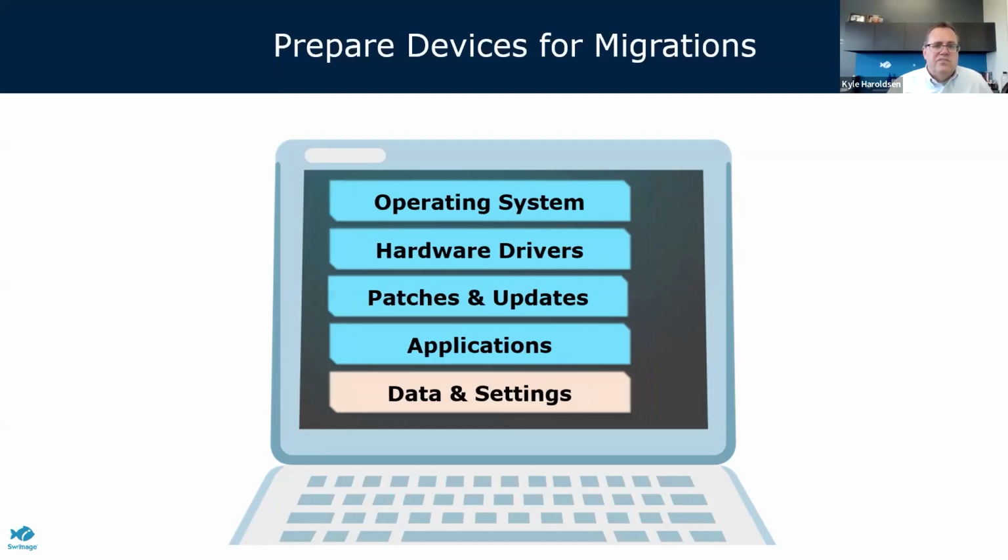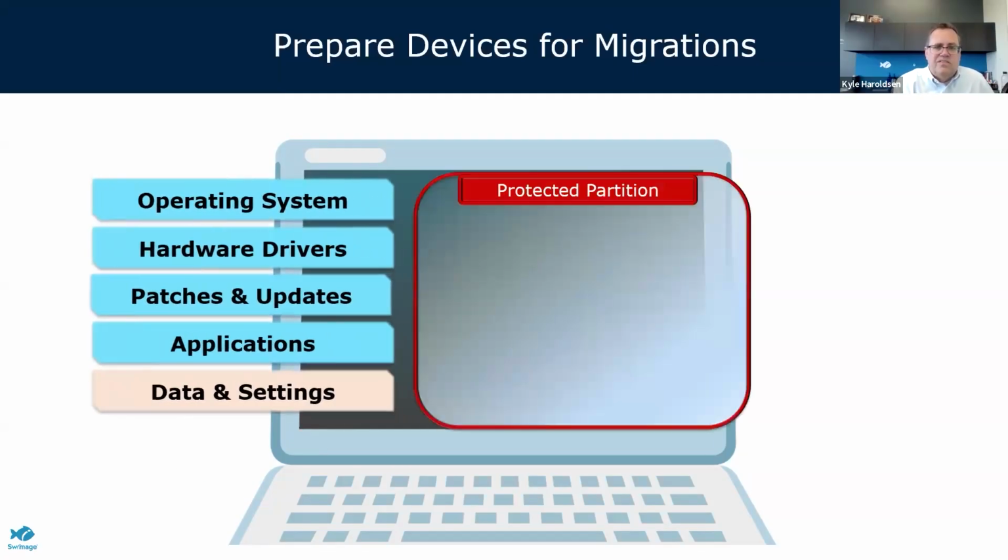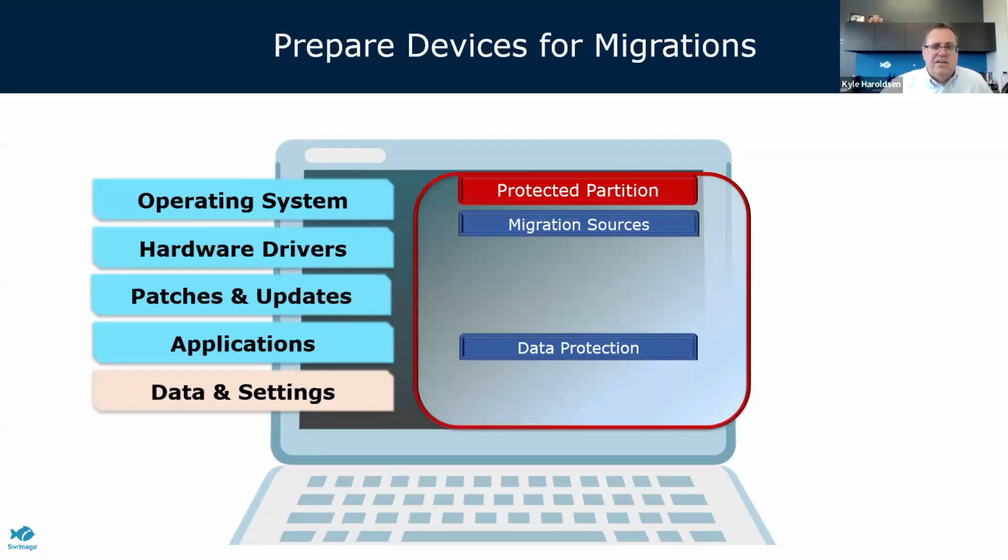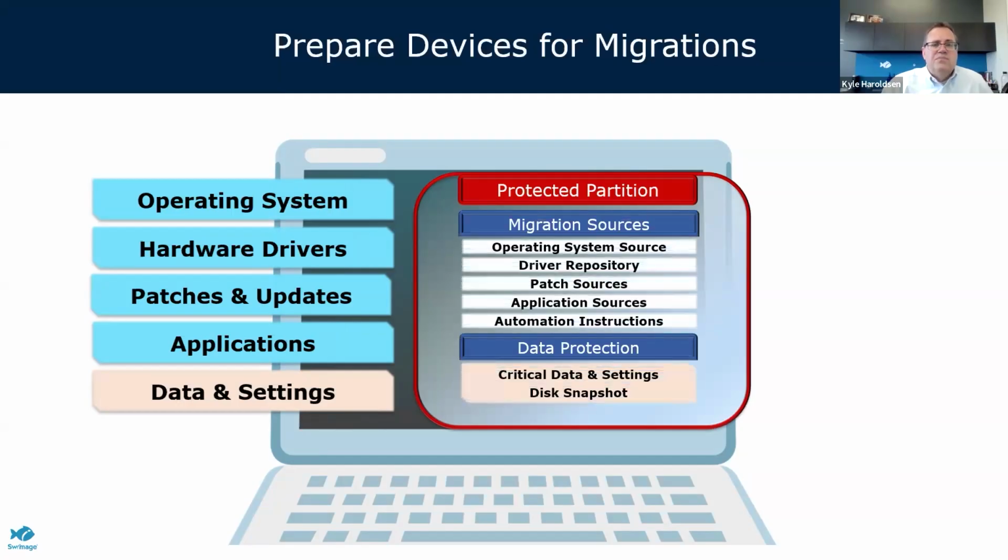Okay, when Swimage gets installed, it creates this little protected space. This partition is protected from any other outside influences. And we put in this protected space your migration sources and your data protection information. The migration sources include your operating system, your drivers, your patches, applications, any of the automated instructions, which is kind of our secret sauce. And then we have any data protection we want to have. So critical data and settings get put into this area. And this is where the disk snapshot goes as well.